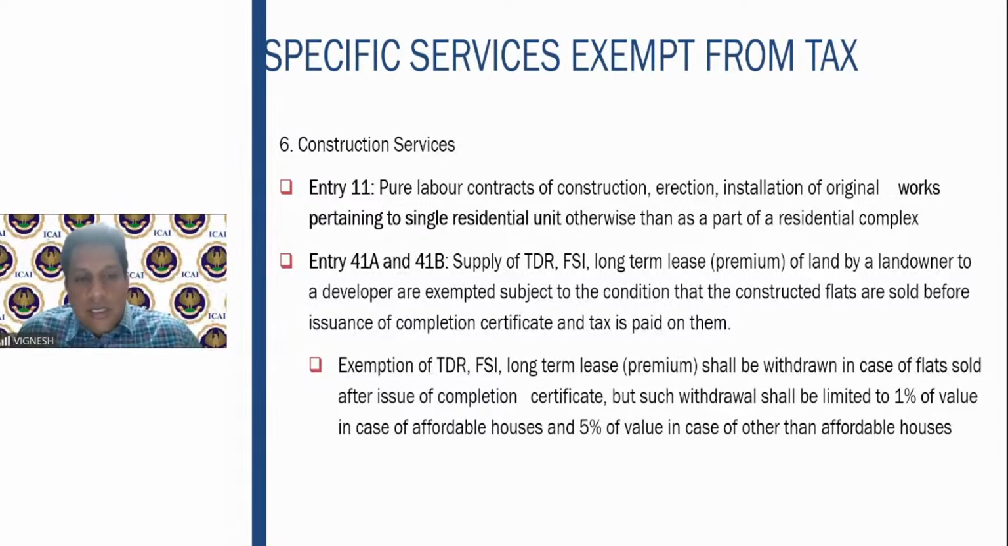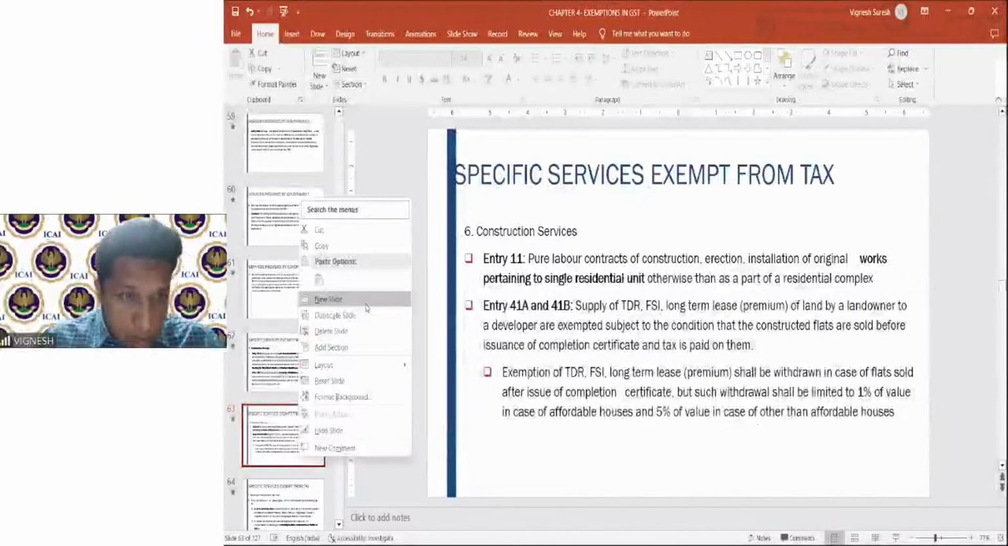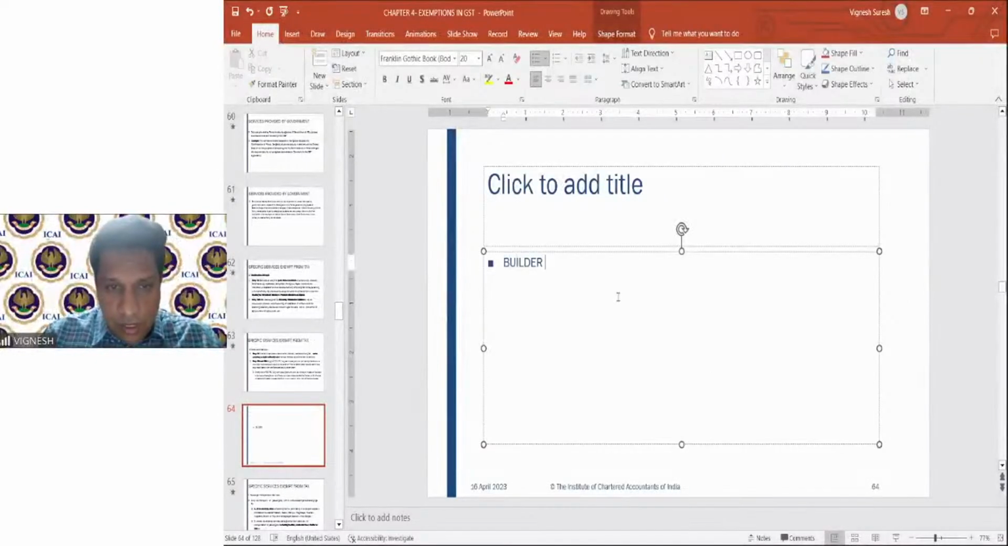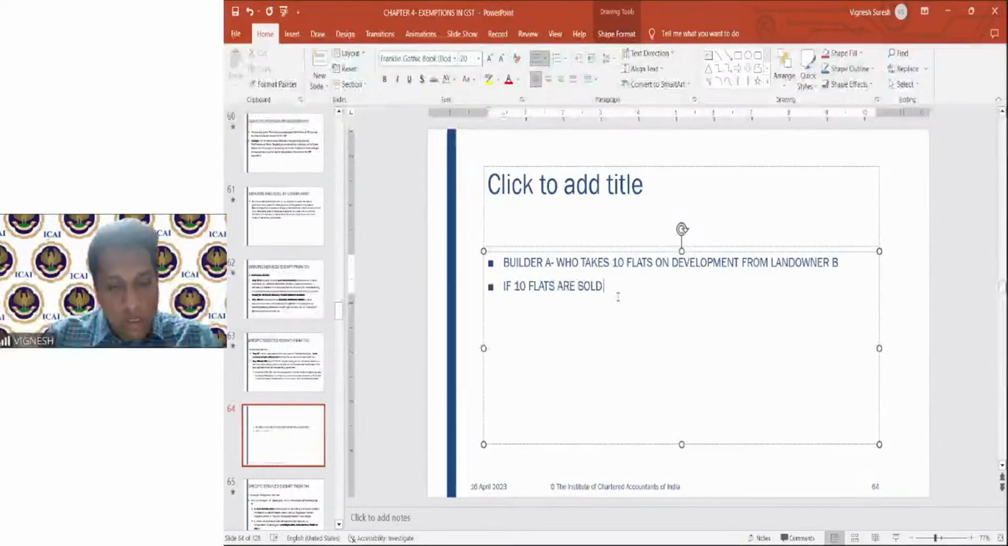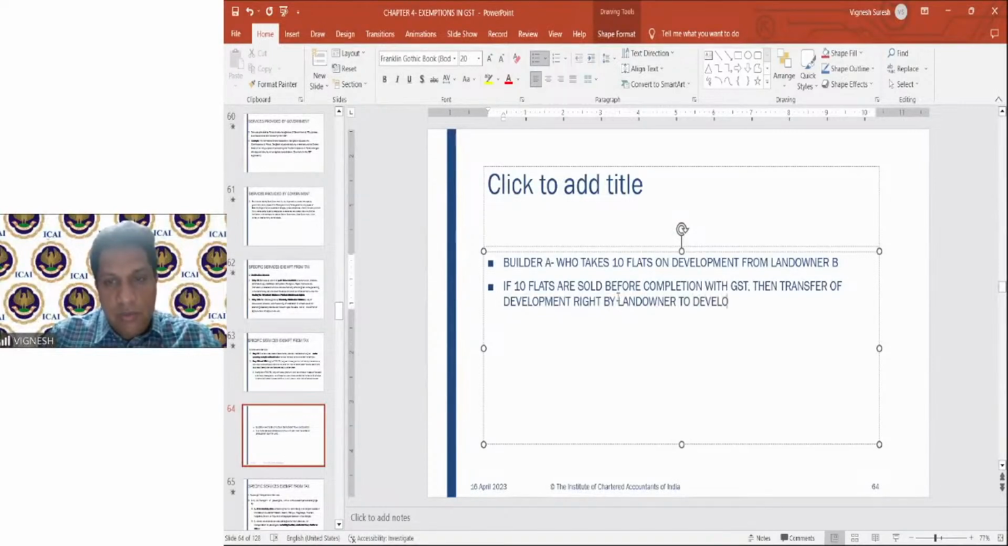Here, let us take an example for understanding this particular point. Here, there is a builder A who takes, say, 10 flats on development from landowner P. Okay, landowner. So here, if 10 flats are sold before completion with the GST, that is 5% or 1% as the case may be, then transfer of development rights by landowner to developer is exempt. Okay, this is the situation.